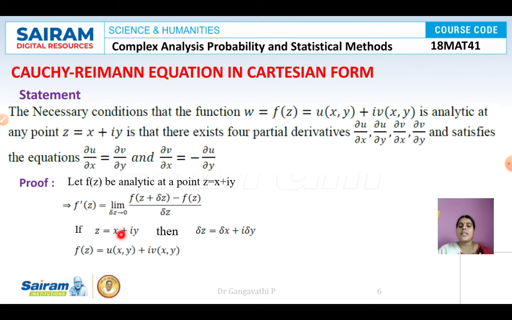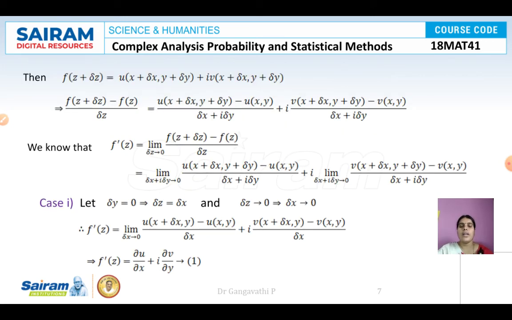So now consider that z is x plus iy. Then delta z is delta x plus i delta y. So delta z is nothing but the small incremental z, which happens only when there is a small change in x as well as a small change in y. That is what the meaning is. And f of z here is a function of u and v.